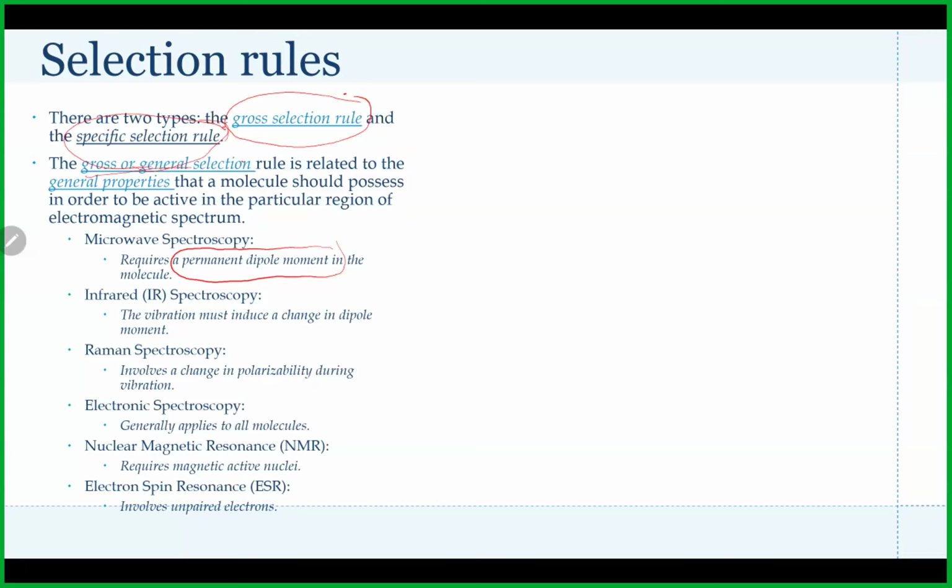So H2O, H2O. Somebody wrote CH2Cl2. Is it polar? Oh, I think it is. That's true. CH4 is not polar. So we cannot study CH4 with molecular spectroscopy.